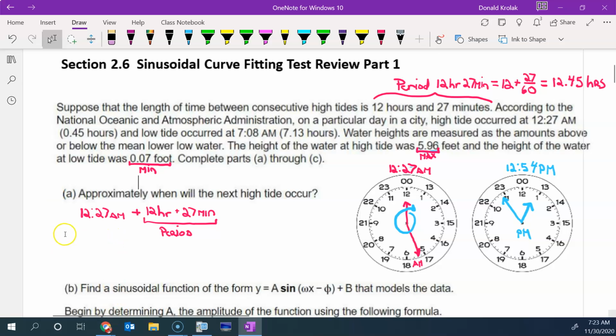Well, we already did A. So this would equal 12:54 p.m. All right, now we got to come up with the function.